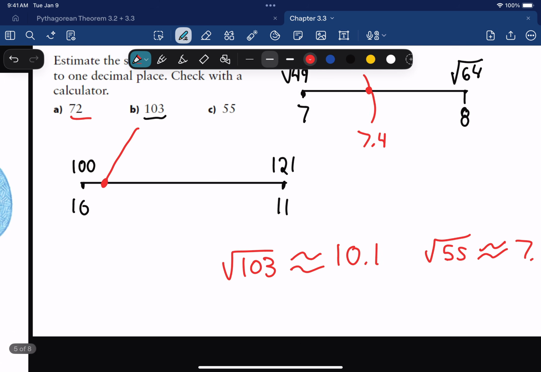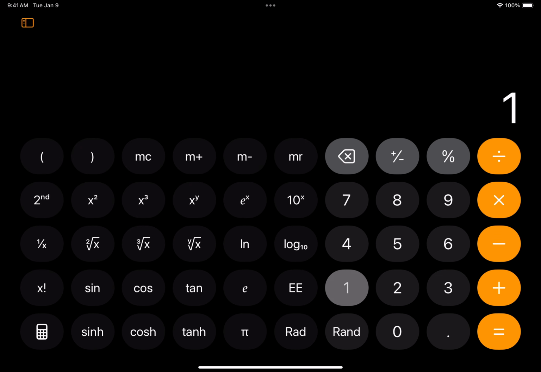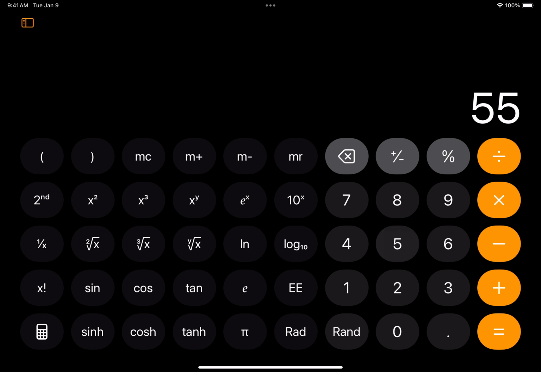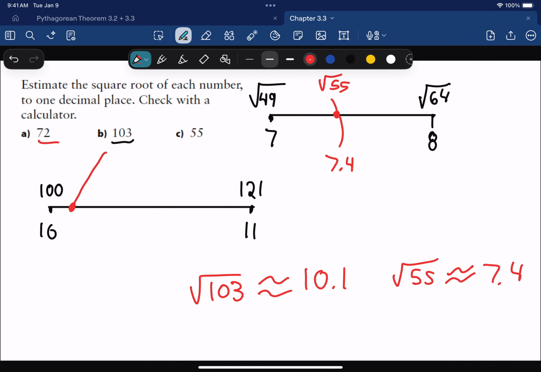Okay, now let's check these out. So 103 and 55 with our calculator. We're going to do 103, and then hit the square root button, and we get 10.1. Very nice. 55, hit the square root button, and we got 7.4. So you can see we are pretty accurately estimating the square roots of non-perfect squares. So that's kind of what we are doing. Okay, so that's how we do that.